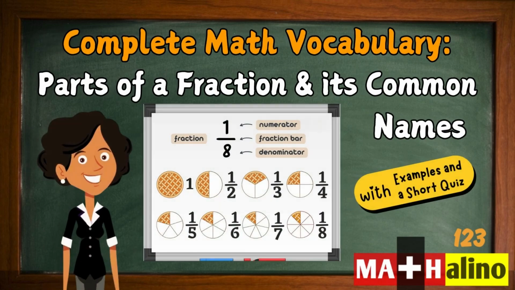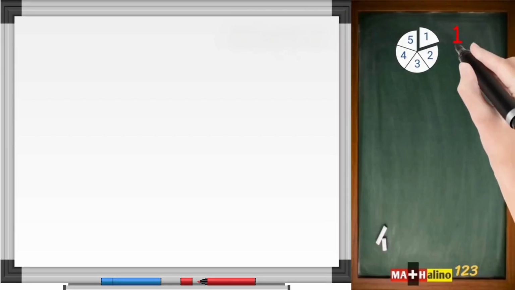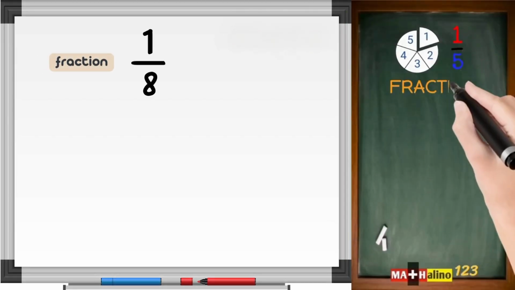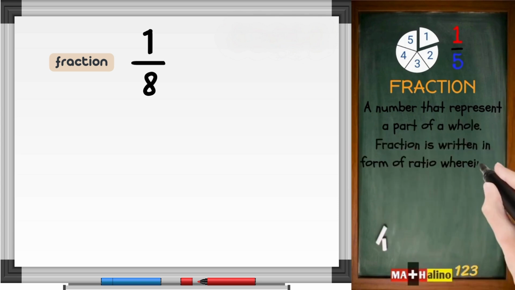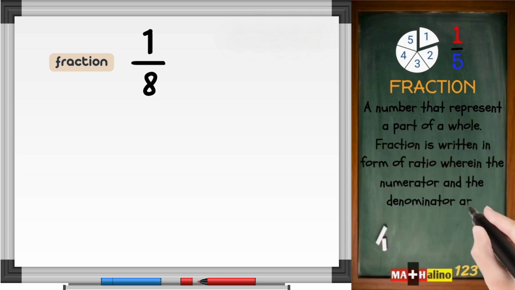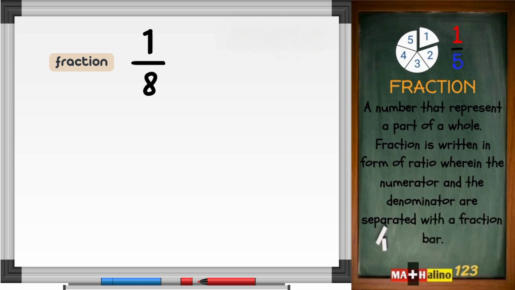Complete math vocabulary, parts of a fraction and its common names. Fraction. A number that represents a part of a whole. A fraction is written in the form of a ratio wherein the numerator and the denominator are separated with a fraction bar.